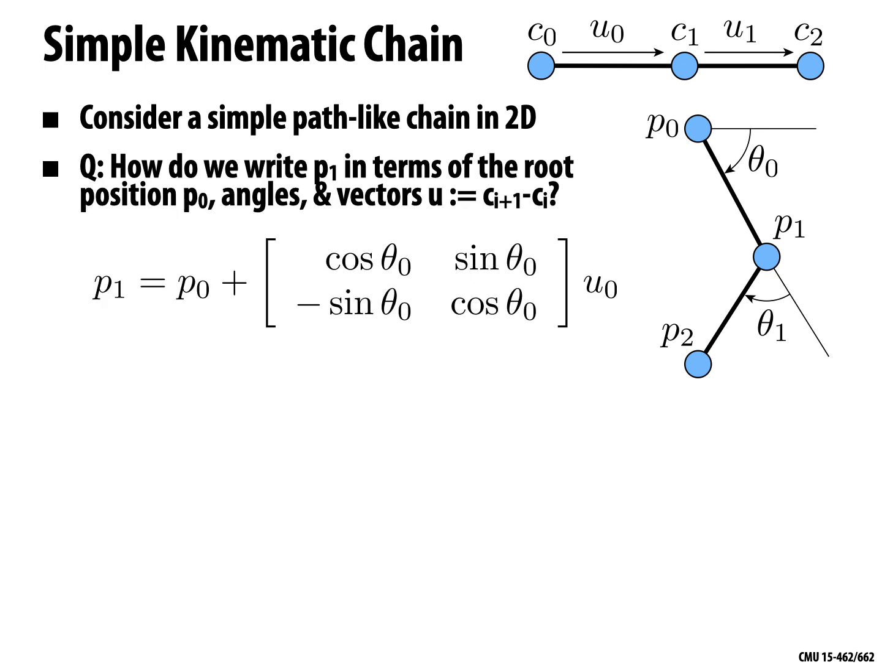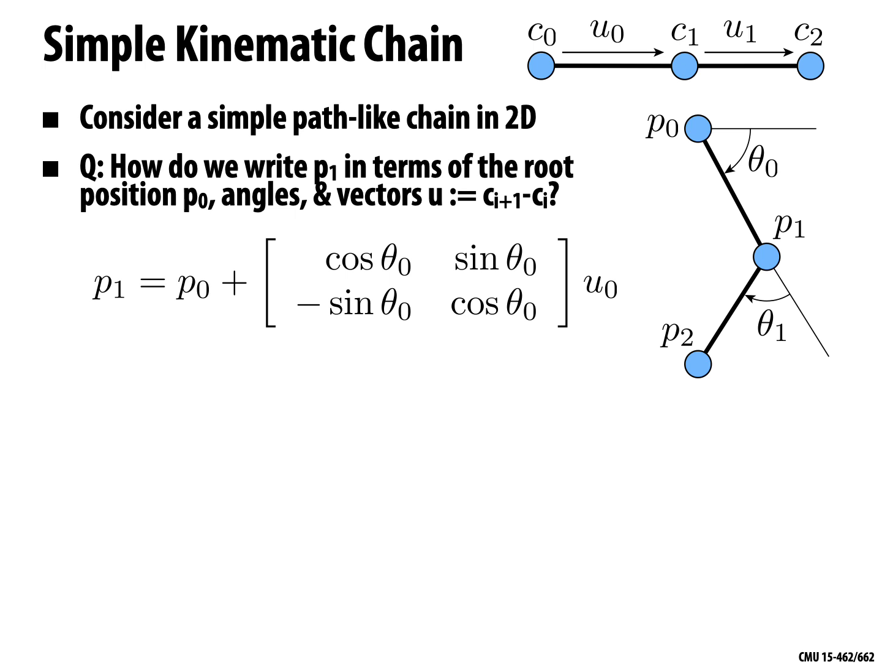Okay. How do we write down, for instance, the location of P1 in terms of the root position P0 and all of our angles theta and all of our vectors u? Well, we can write it down this way, right? We could say P1 is a translation away from P0. And what does that translation look like?